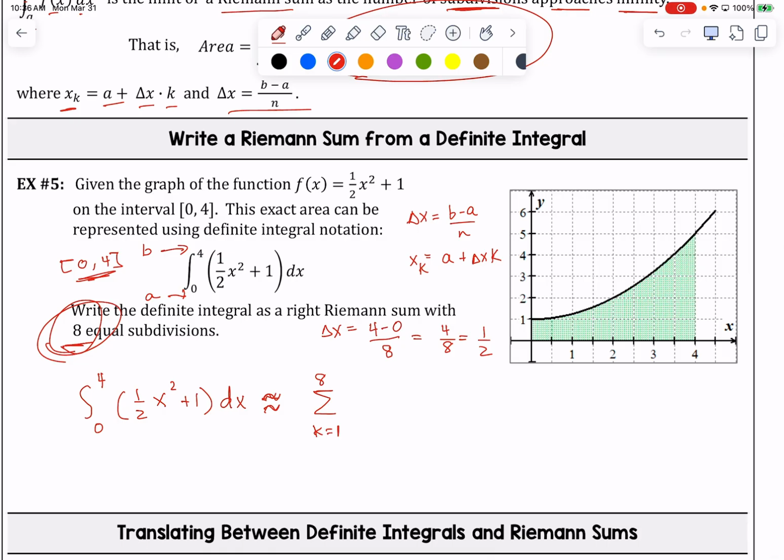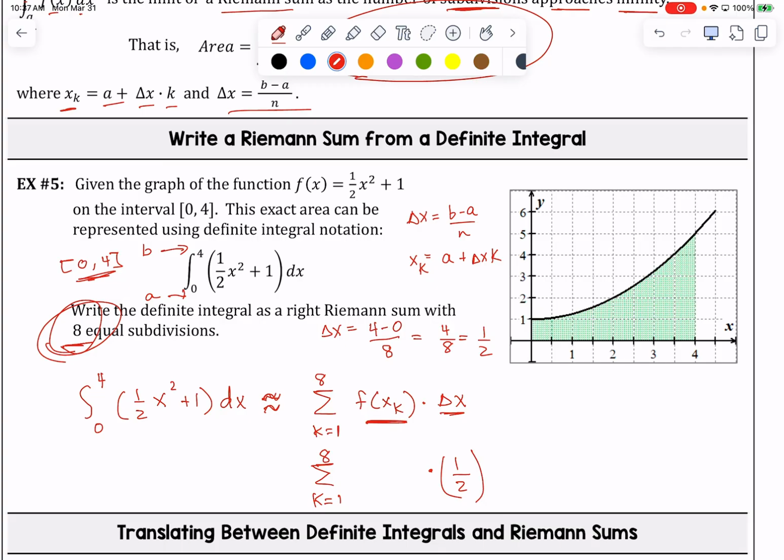You can only do k equals 0 if you're doing a left, and then you do k equals 0 to 7. If you're doing a right, you do k equals 1 to 8. And then we're going to have f of x sub k times delta x. Do we know delta x? We already know that, so you could go ahead and put the 1/2 in. So we have k equals 1 to 8, times 1/2 back here at the end.